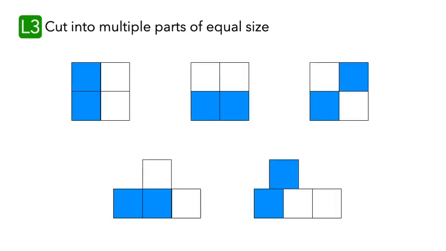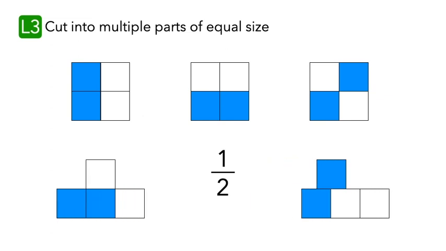Now we come on to level 3 problems, and these shapes have been cut into multiple parts but of equal size. So here's a simple example. All of these 5 shapes are showing a half, and that's because 2 out of the 4 parts have been shaded, and all the parts are of equal size. And obviously 2 quarters or 2/4 will simplify to a half, and so often we'll simplify the fraction we get to get our final answer.